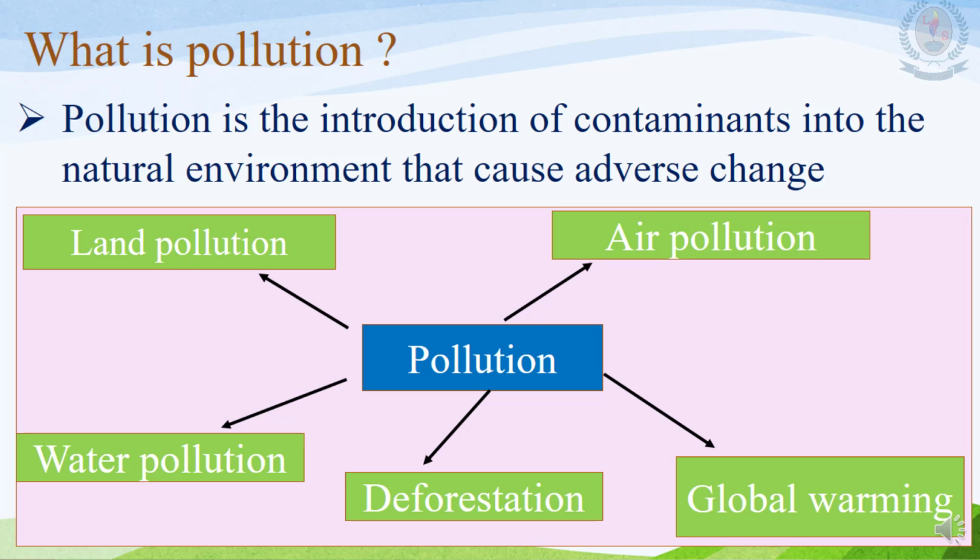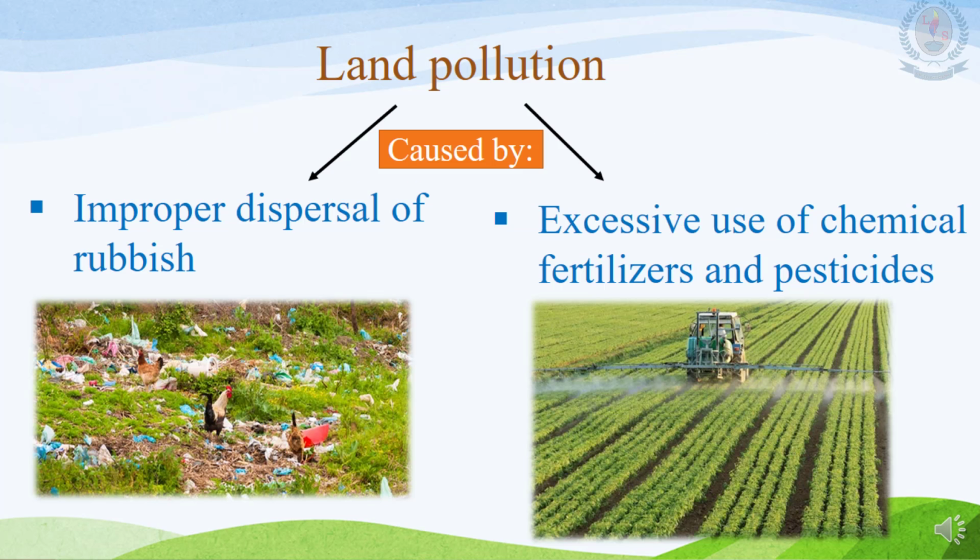So children, here are some major forms of pollution: air pollution, global warming, deforestation, water pollution, and land pollution. Okay children, first let's learn about land pollution. Land pollution is a result of dumping garbage, waste, and other toxins, making the land contaminated or polluted.